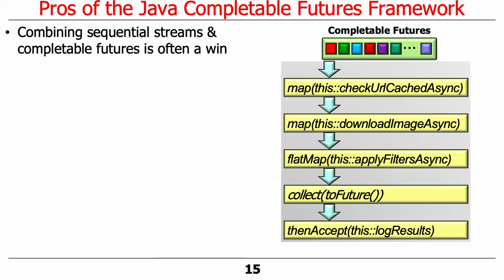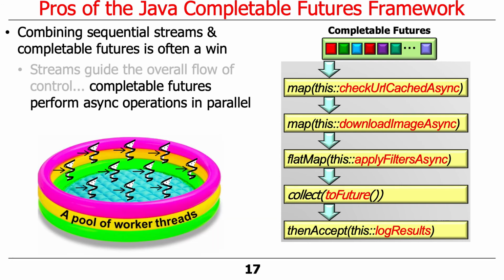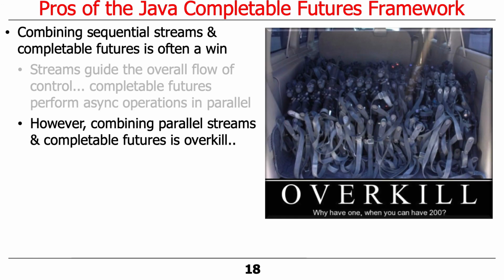One of the things I like to do, and you'll see this in programming assignment 4 that you're working on right now, is combining sequential streams and Completable Futures, which often gives you a win. When you put those two things together, it's a nice improvement. Streams can be used to guide the overall flow of control, and completable futures are used to perform the asynchronous operations in parallel. So you get the best of both worlds in that model. You don't have to do it that way, but it's a nice way to go.